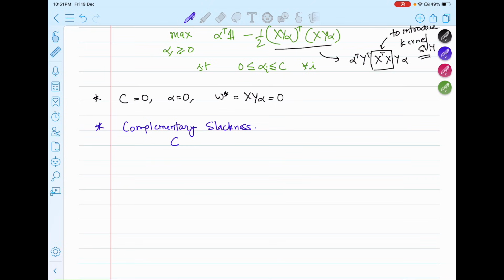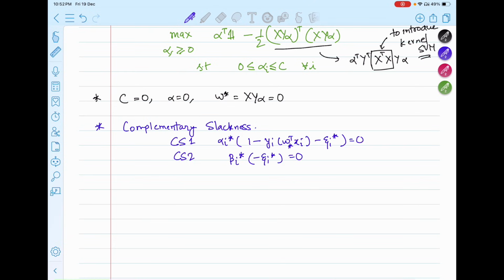For SVM, there are two complementary slackness conditions, CS1 and CS2. CS1 says that alpha i star times (1 minus yi w star transpose xi minus zeta i star) is equal to 0. CS2 says that beta i star times (minus zeta i star) is equal to 0.